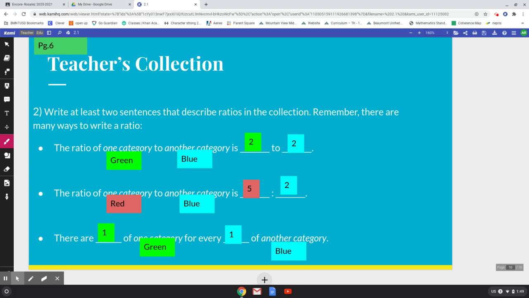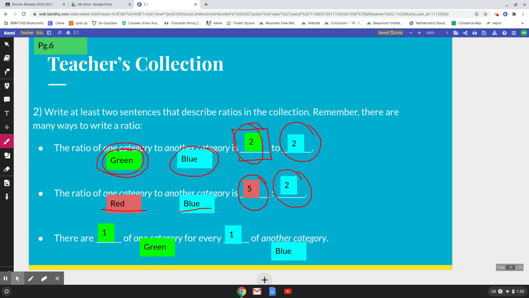So for the first one, I'm on number 2. It says the ratio of one category to another category is blank to blank. So I chose green and blue. So write those words under number 2. And the numbers for green and blue were 2 and 2. And the important thing to remember is if green is first in the wording, then green should be first in the ratio. And now the second one down, it says the ratio of red to blue is 5 to 2.